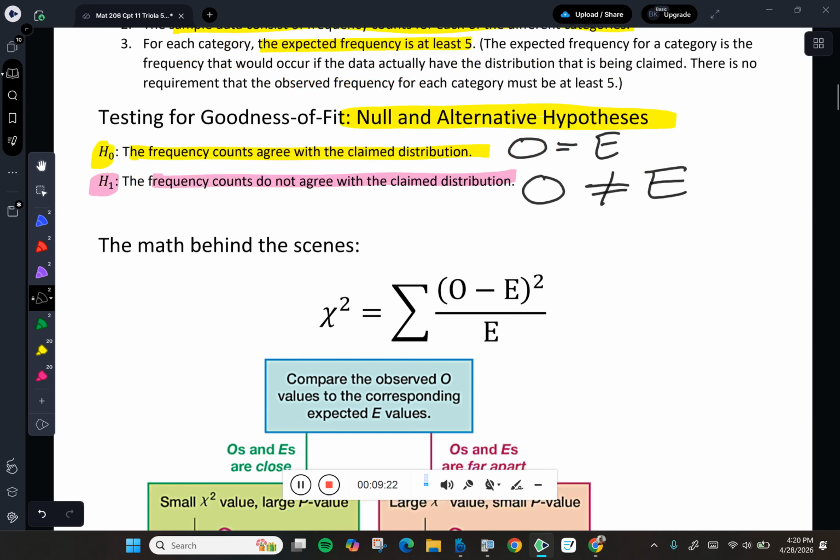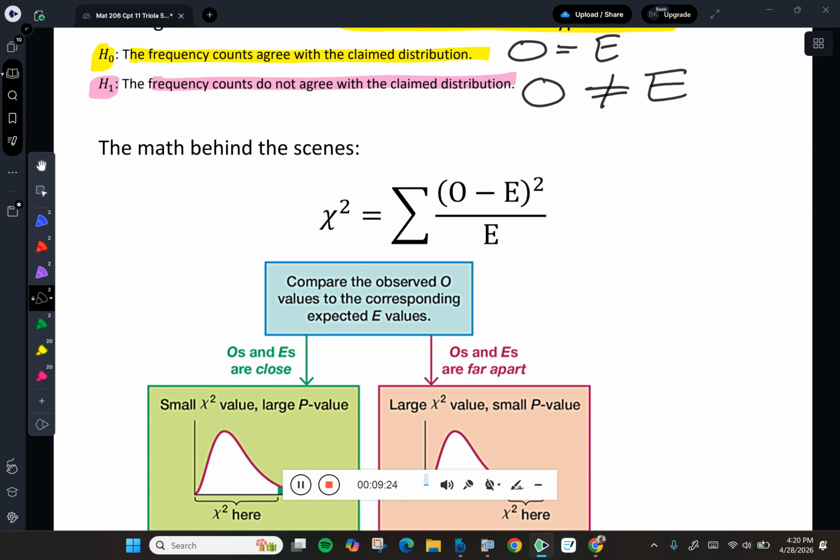Now the math that's behind the scenes is this right here. That thing right there is the Greek letter chi. It's squared, so this is called a chi-squared test. That's the test we're going to run, a chi-squared. I know it looks like an X, but it's chi.